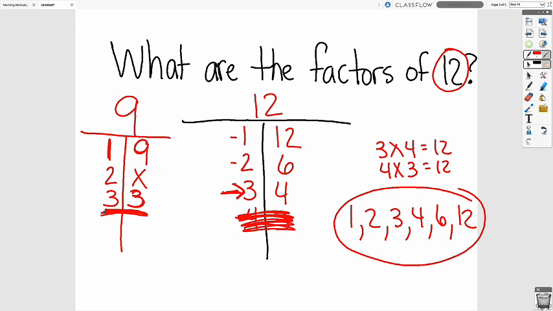So we have identified all of the factors for 9, and we can scratch out this 2 and this x because 2 is not a factor. So all of our factors of 9 are 1, 3, 9. And I only have to list the number 3 one time because it's the same number.